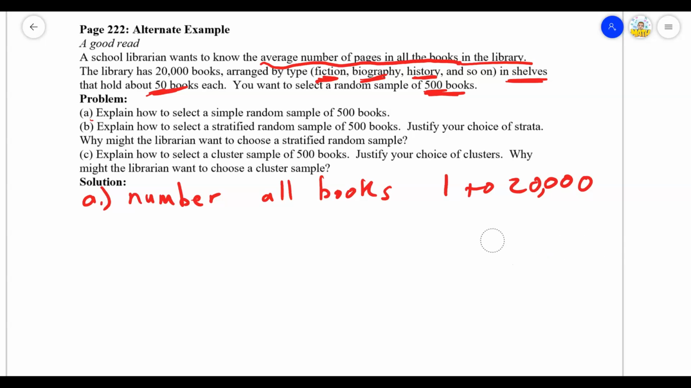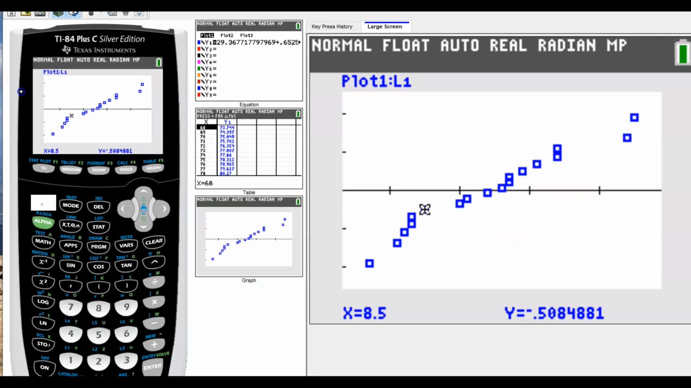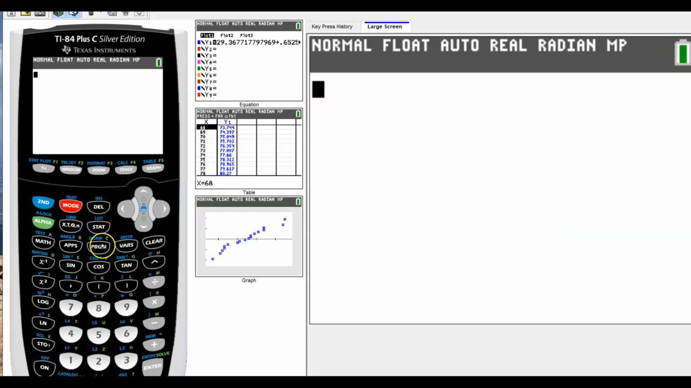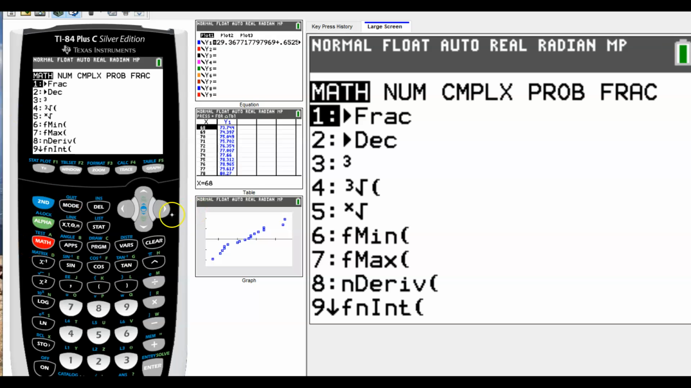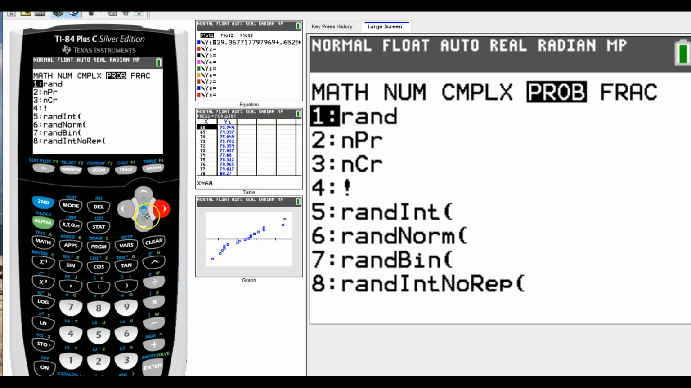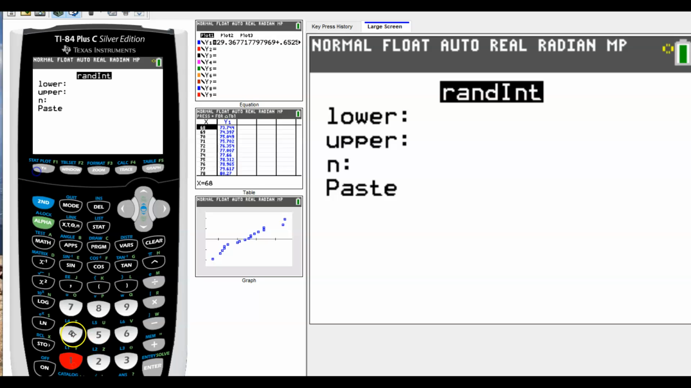But if we just use our calculator, and your calculator has a feature on it, the random integer function, randInt, I'll show you where that is. So if we use our math button here, we go over to probability, and you will see the number 5 random integer option. If we say, look, we want to pick a number between 1 and 20,000, and we want 500 of them.